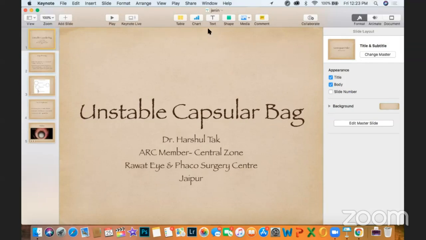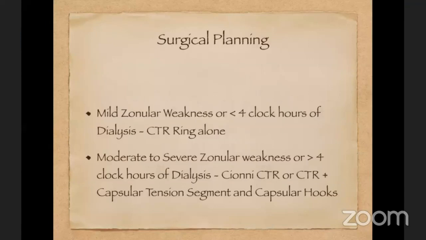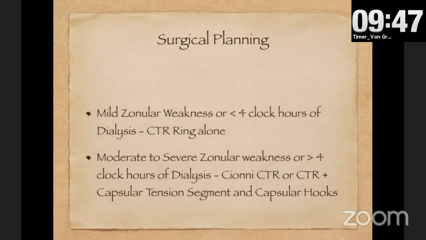I'm speaking on unstable capsular bag. The strategy to tackle the unstable capsular bag is always to see how much zonular weakness is there and how much zonular dialysis is there. If we have a zonular dialysis which is less than 4 clock hours, then CTR ring alone can suffice.